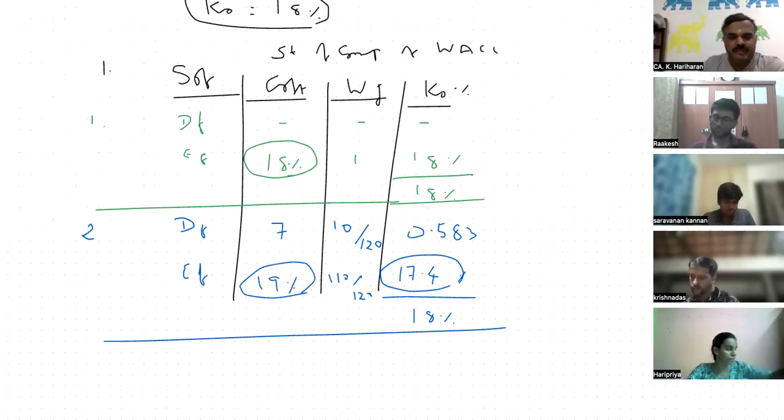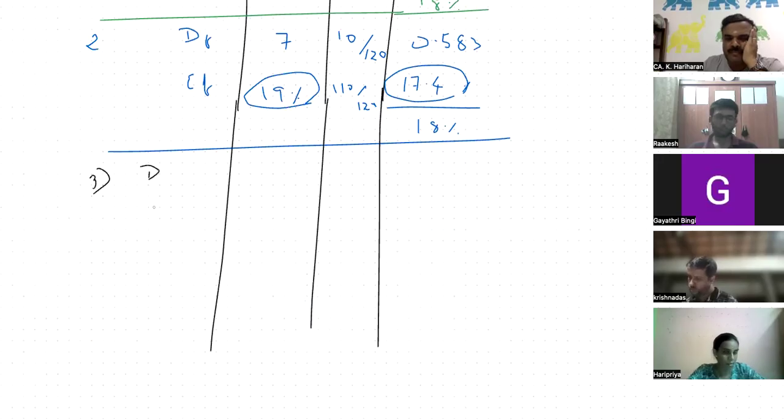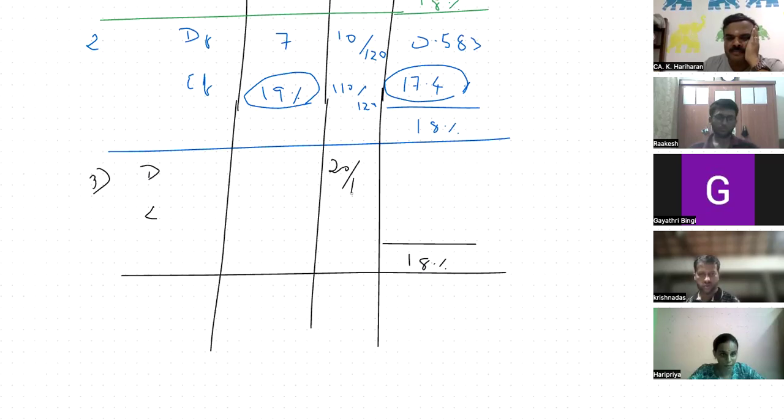Third case: debt and equity. KO is 18%. Debt fund for the next situation is 20 lakhs, so 20 by 120, and here equity is 100 by 120. Now, interest on loan is 7, right? Yes, sir.